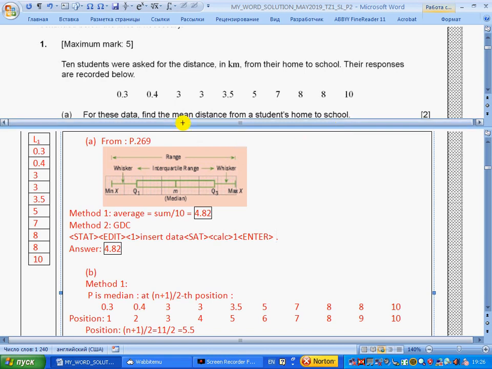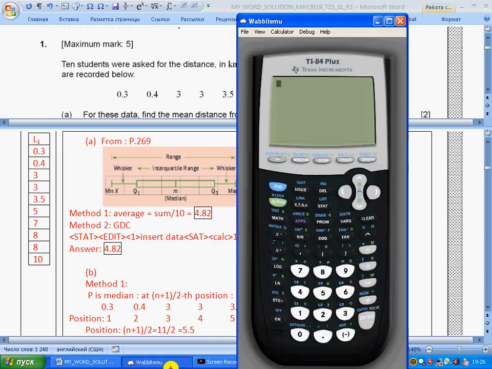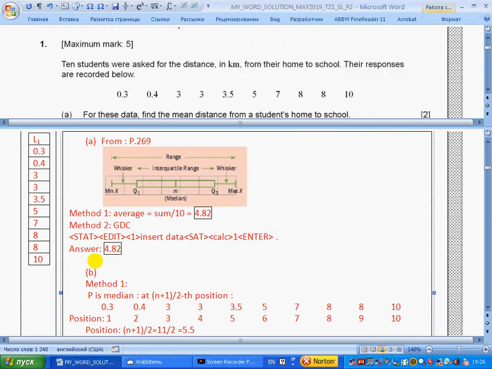To find the mean, we should add all these 10 values and divide by 10. We will get 4.82. But you can also use the calculator. To use the calculator, you should follow these steps: Start, Edit 1, insert data, Start, Calculate 1, Enter. Let's do it.